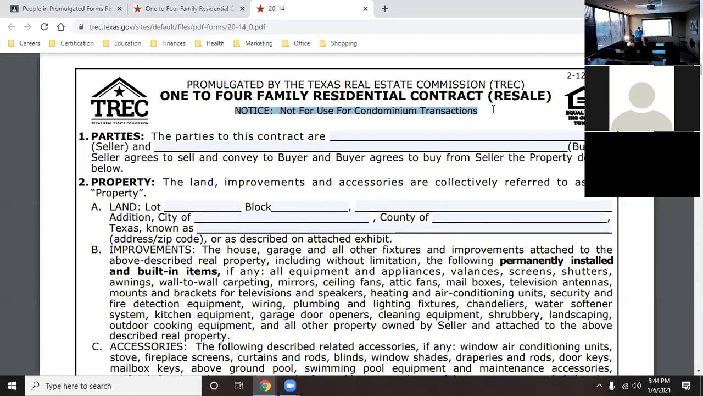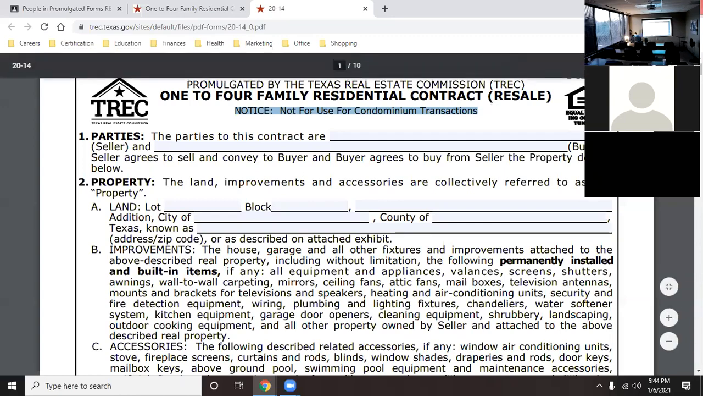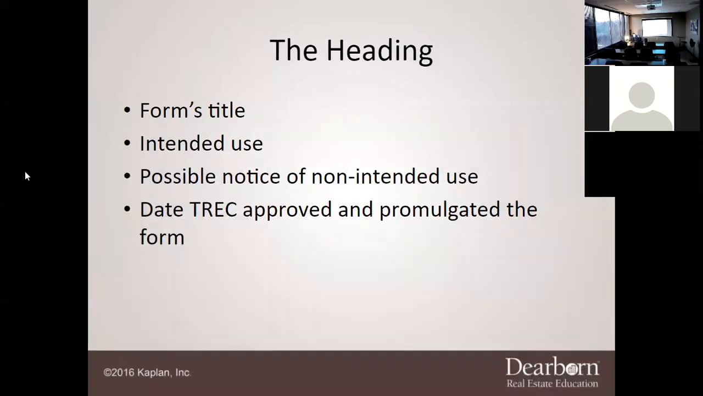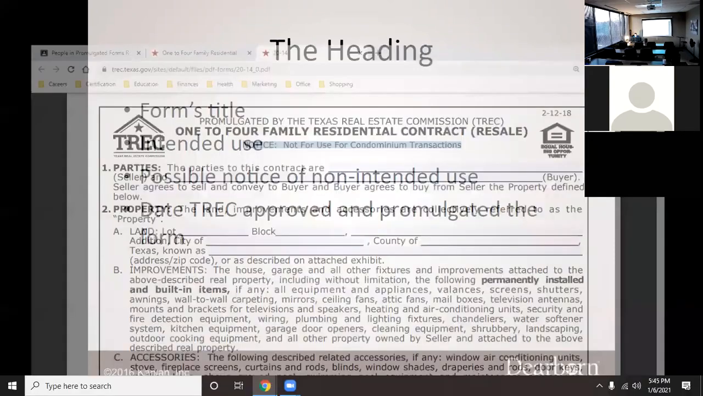Now, that's why it is important, like we said within the PowerPoint, that you need to know the form's title, what their intended use is, and any type of possible notice of non-intended use. So as you can see, we look at the main 3 factors, and the next most important factor comes back to this situation here. Is this little date up here?